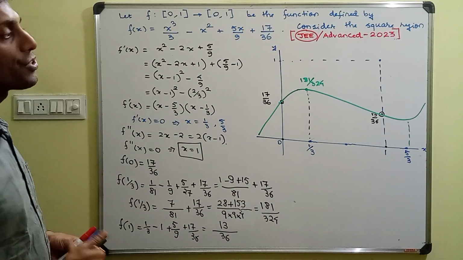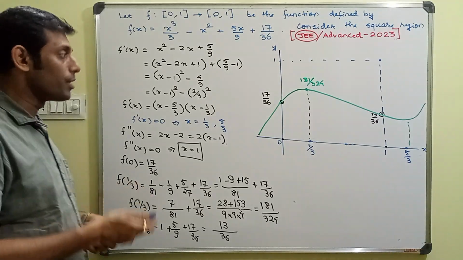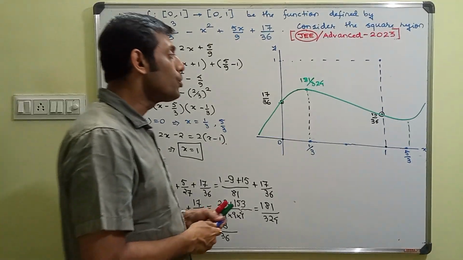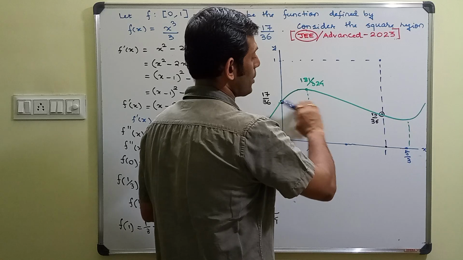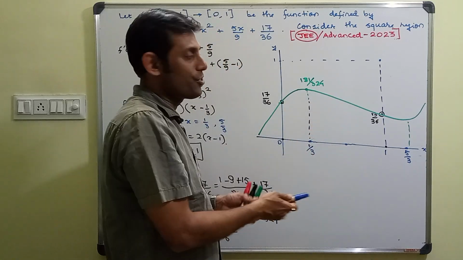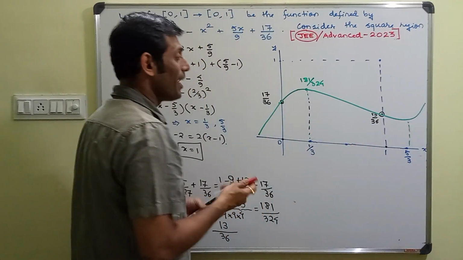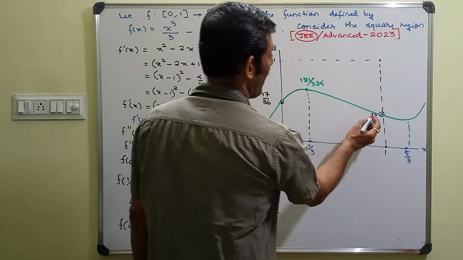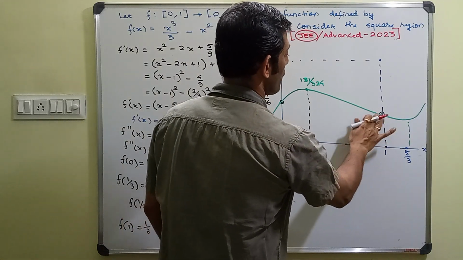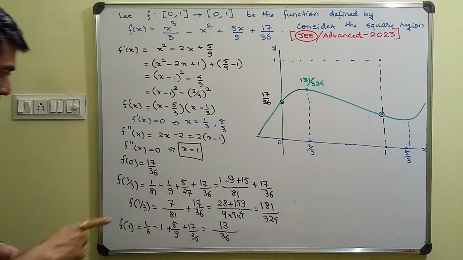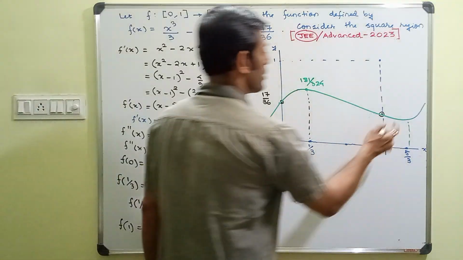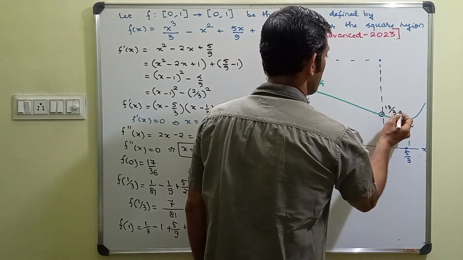Now one more interesting fact you will see in this question is the amount of area that this curve covers above the x-axis between these two ordinates, which you call in this question the red region. Let's say this is 13 by 36. F of 1 is 13 by 36. I'll just write it here, 13 by 36.